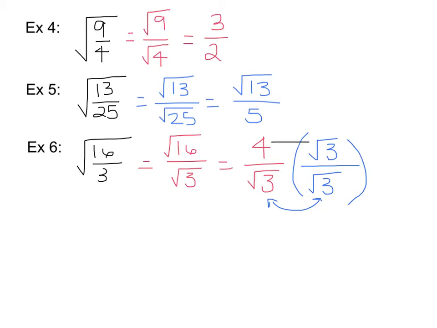So 4 times the square root of 3 just gives me 4 square root 3. You just stick it next to each other. And then when they're both under the radical, you can multiply them together. So 3 times 3 gives me the square root of 9. You know that you can simplify the square root of 9 as just the number 3, and you cannot simplify the top any. So your final answer is 4 square root 3 divided by 3.